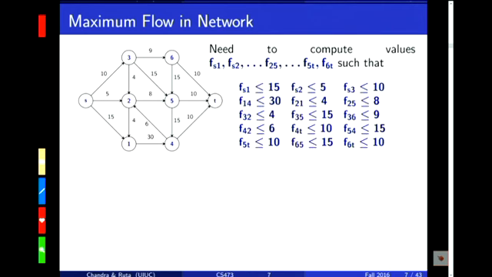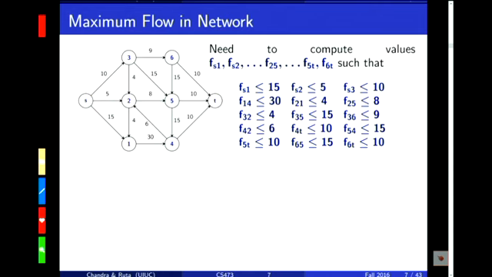Now, what is the obvious constraint you have to have? The capacity constraint of the edges. The flow cannot be more than the capacity of the edge. So these numbers on the edges are the capacities of the edges. These constraints are saying that the flow on the S1 edge cannot be more than 15, flow on the S2 edge cannot be more than 5, on the S3 edge it cannot be more than 10, and so on.